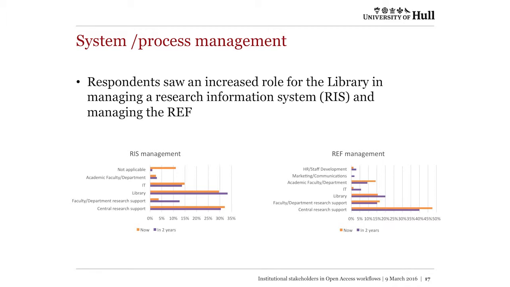Oddly enough, though, the responses were that libraries should be more involved in the management of the research information system, and I suspect that comes from wanting to have more control over how outputs are managed within that, where there is a research information system. And also the response was that they should be more involved in REF management. Not much more, but it was intriguing that these were institutional processes which don't necessarily start off within the library, but there was a clear response that the library should look to get a bit more involved in these going forward.